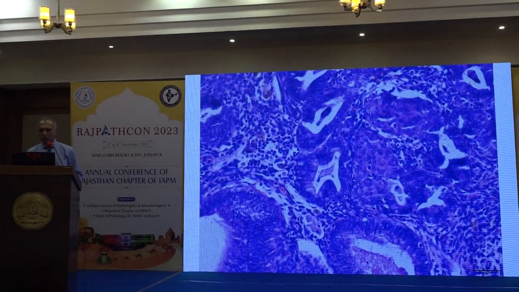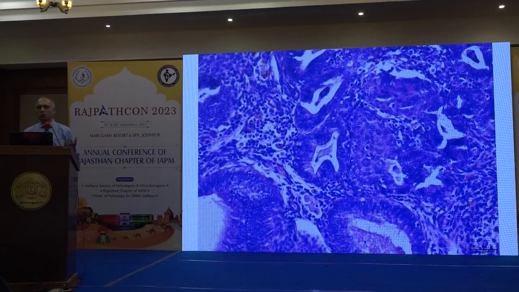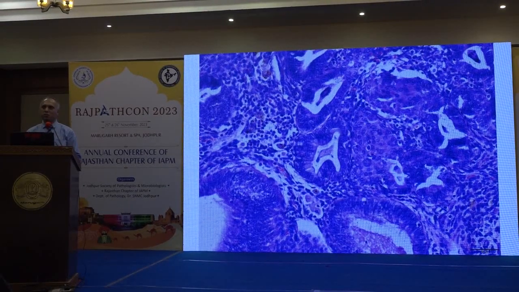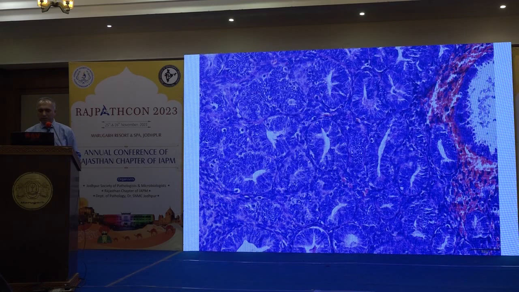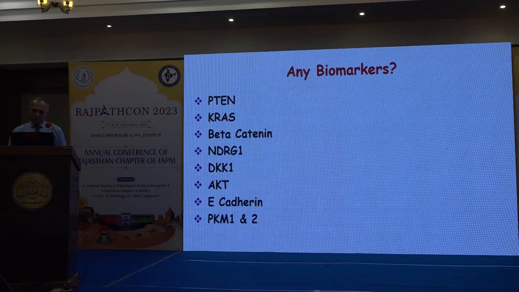You can see squamous morules even in endometrial hyperplasia, so squamous morules is one misconception. People think when you see them you should call it a carcinoma. That's not the case. These are all examples of atypical hyperplasia. So the question our clinicians often ask is, are there any biomarkers which can help in that?